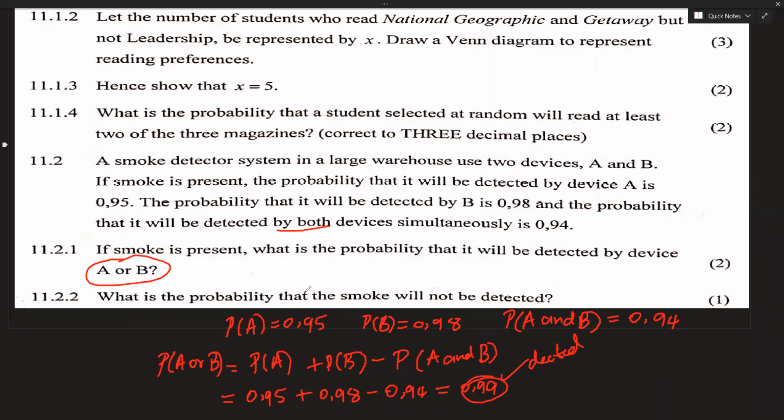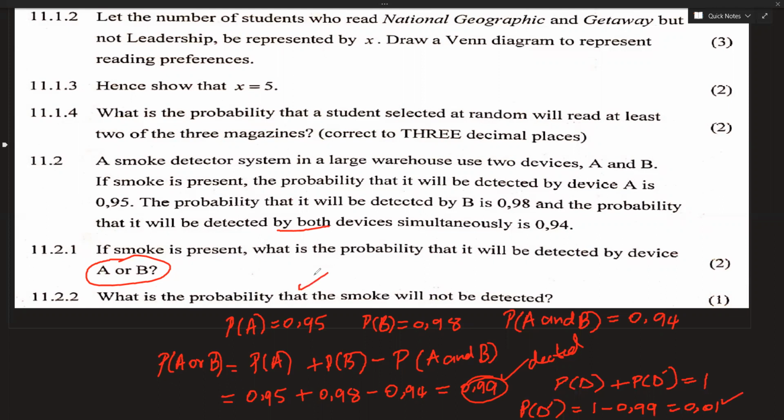What is the probability that the smoke will not be detected? So obviously, this is detected, remember? P, I'll just use D for detected. Right? P detected plus P not detected must always add up to 1. Right? So P not detected, it's 1 minus 0.99, which should give you 0.01 or 1%. Does that make sense? Or 1 over 10. No, 1 over 100, I mean. Does that make sense? Then that should be your answer for this question.